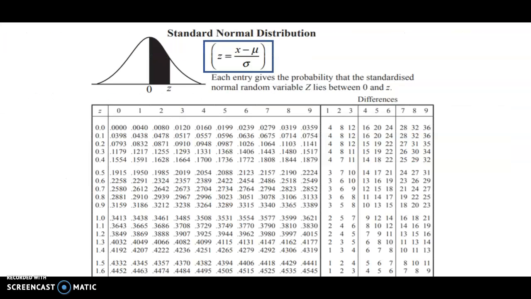Alright, let's look up the table. So we've got the table there. We look up the 0.2 from this part. Then we look along the top and the 0.05, so 0.25 is there. And so we go down and we find that value there for our z value.